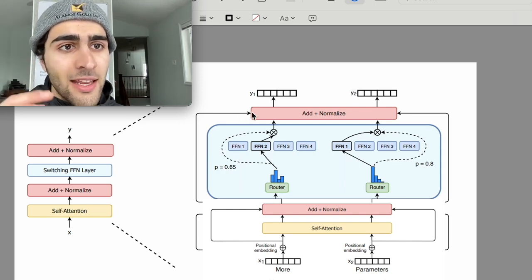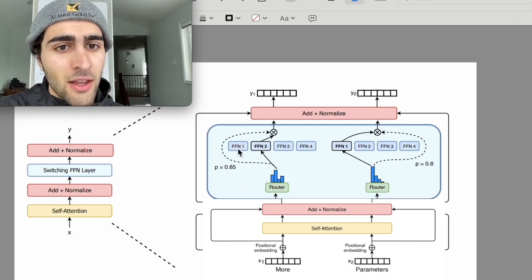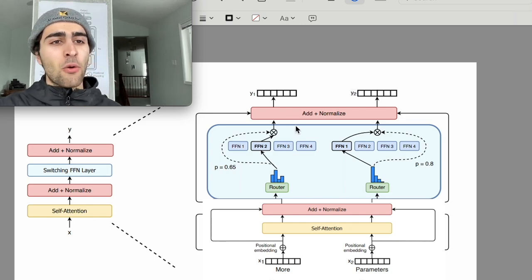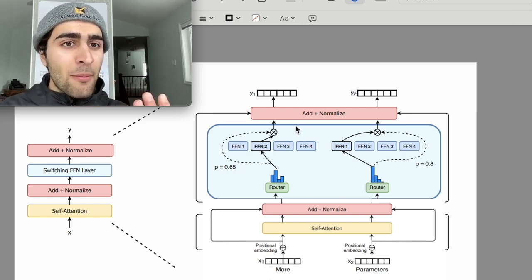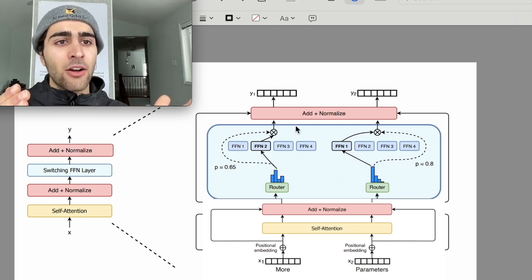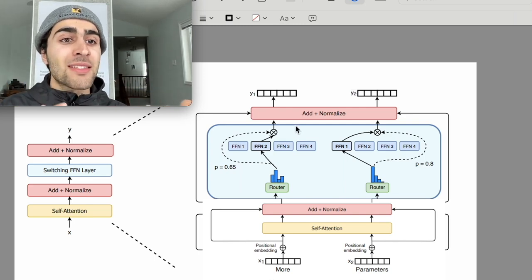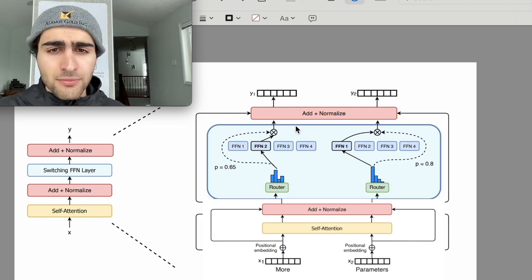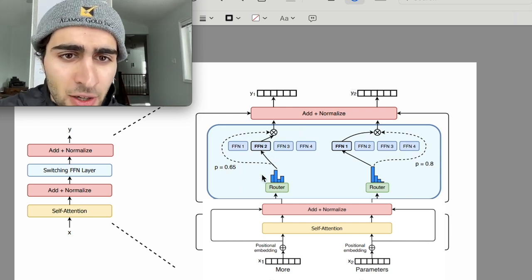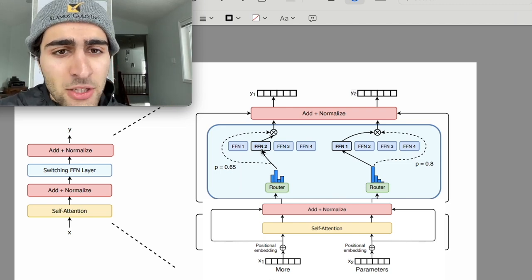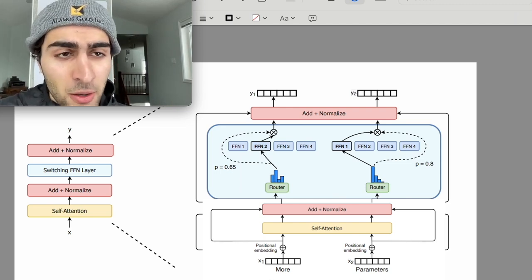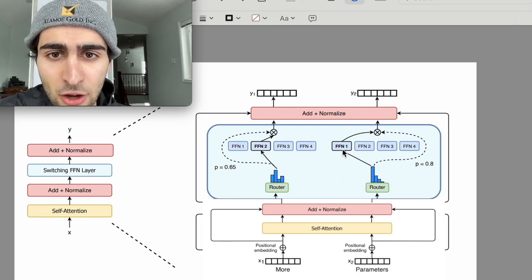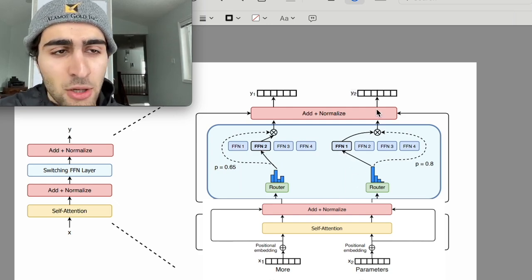And in conventional settings, these four feed-forward neural networks would have 1/4 of the parameters that an entire network would have, so that you can maintain the memory consistency while adding more specialization. And in this case, we can see that the router gives 0.65 probability to the second one for the token more, and therefore that's what's used here. And then there's an 80% probability for feed-forward number one, and that's what we go through here.